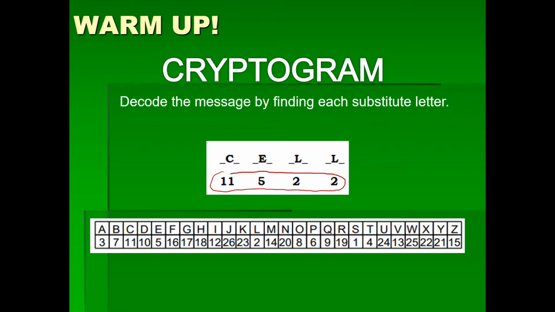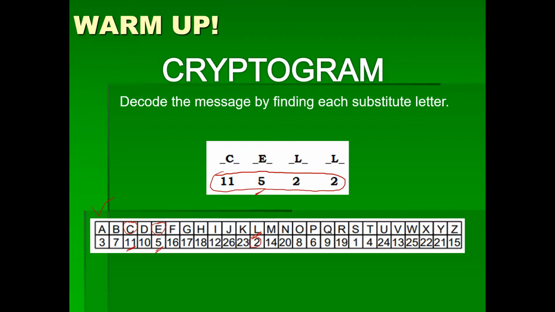Okay? So, all you need to do is to identify the mystery message by looking to this illustration below. As you can see, there is a corresponding letter for each number. If we use this illustration, 11 corresponds with letter C, 5 corresponds with letter E. So we have here 5 corresponds with letter E, and L corresponds with number 2. So the mystery message that we are looking for is cell.